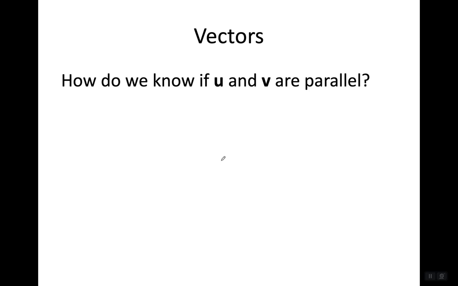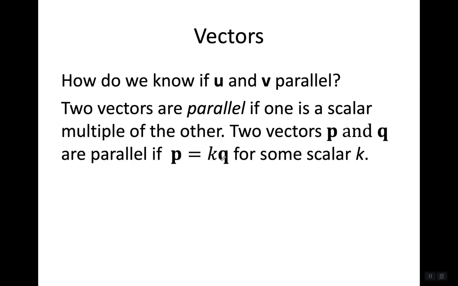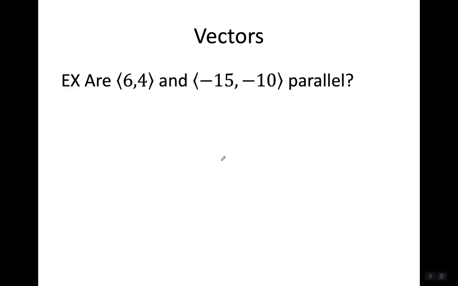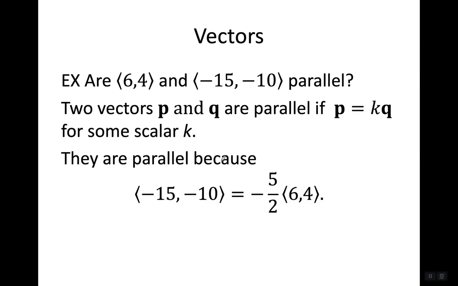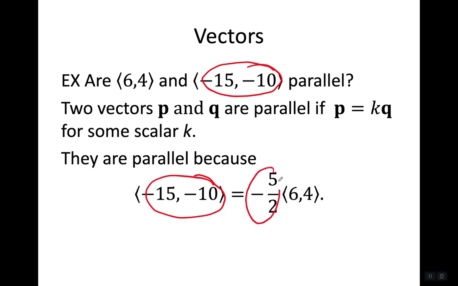How do we know if u and v are parallel? Two vectors are parallel if one is a scalar multiple of the other. Two vectors p and q are parallel, in other words, if p equals kq for some scalar k. Are 6, 4 and negative 15, negative 10 parallel? Well, again, there's our definition of parallel. These are indeed parallel because negative 15, negative 10 is negative 5 halves, a scalar, times 6, 4. So those two vectors are parallel.